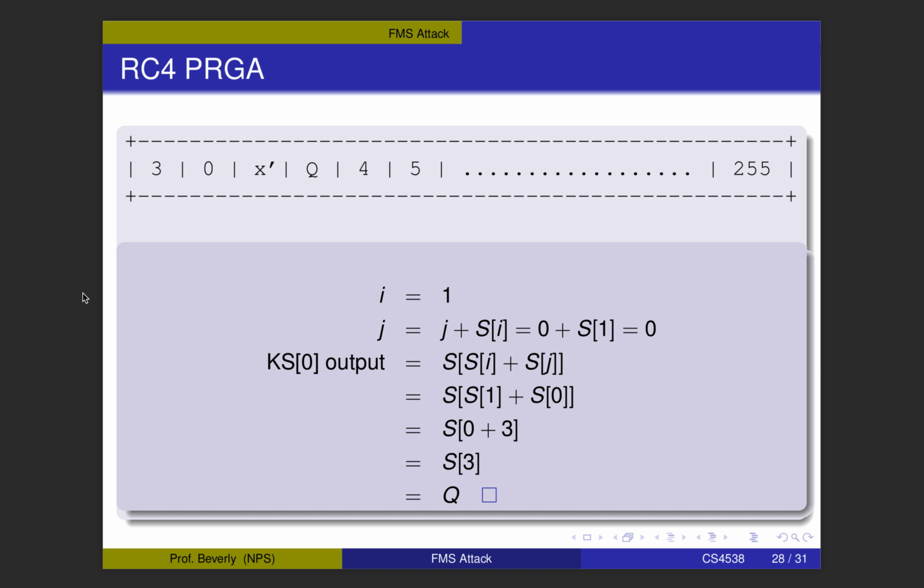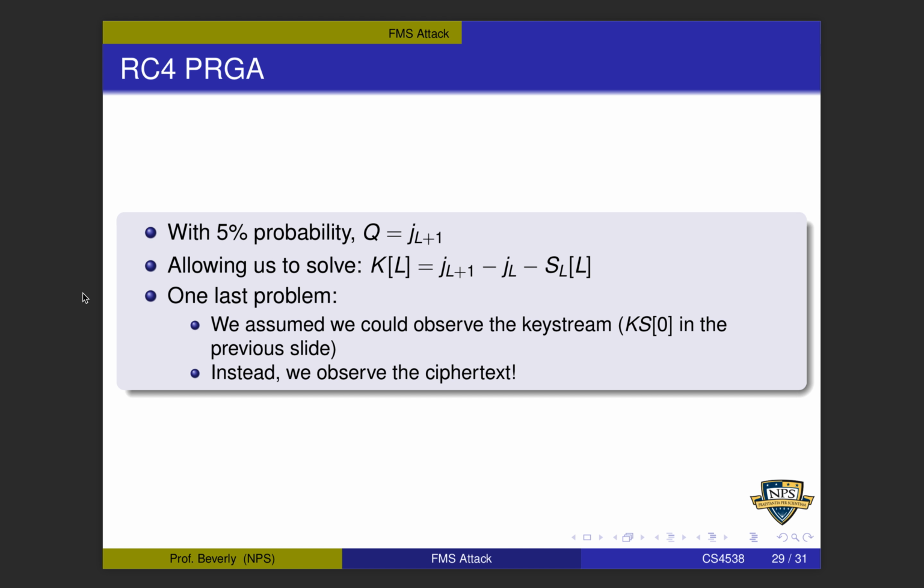Again, so what? Well, this is super cool because with higher than random probability, Q is going to be exactly this value, j of L plus 1. That allows us to solve this underdetermined equation, which gives us the next byte of the pre-shared key. This allows us to solve for the next byte because we know the old value of j, we know the old value of the S box. The only thing we couldn't solve for was the updated value of j. So that's super cool. But there's one last problem.